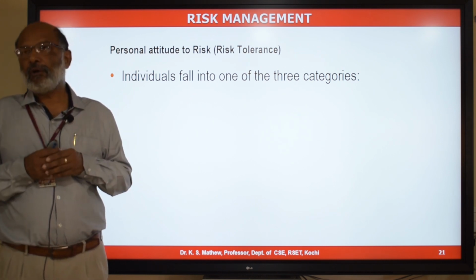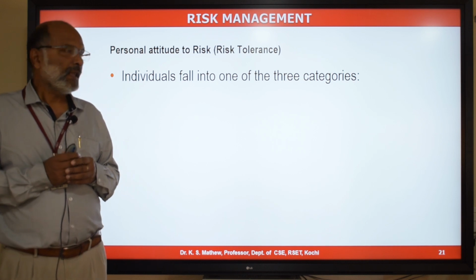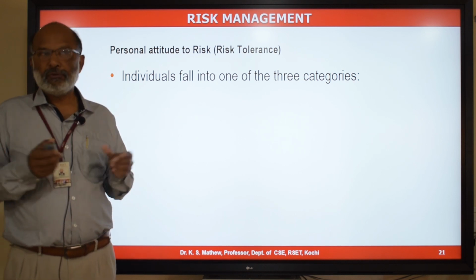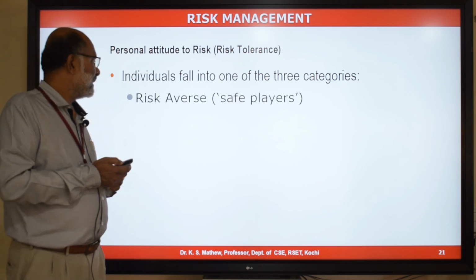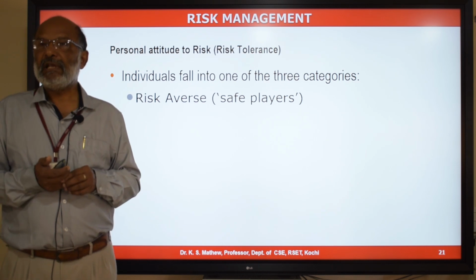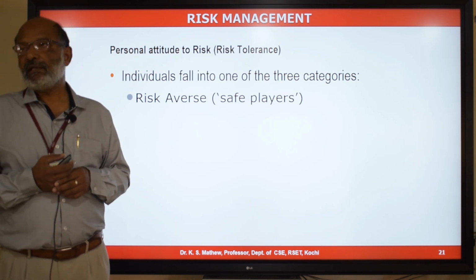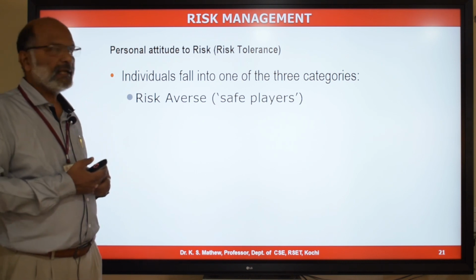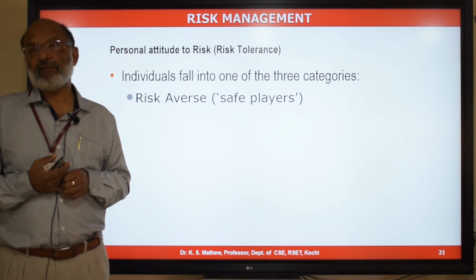The tolerance level of a stakeholder for a risk could be different for different stakeholders or individuals. So individuals can be classified into 3 categories based on the tolerance of risk. There are people who are called risk averse people, who are basically safe players, who don't like to take risk. So if a person is risk averse, he doesn't like to take risk, a major stakeholder of the customer, he may be risk averse.